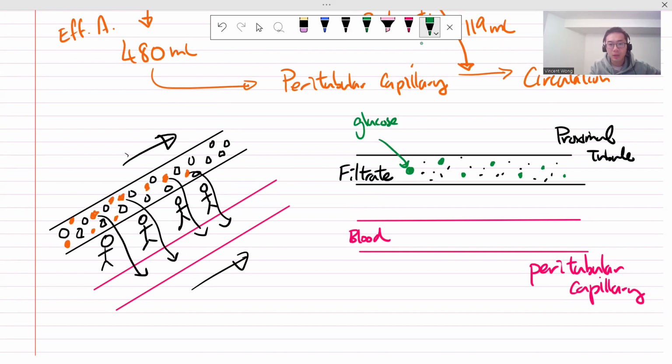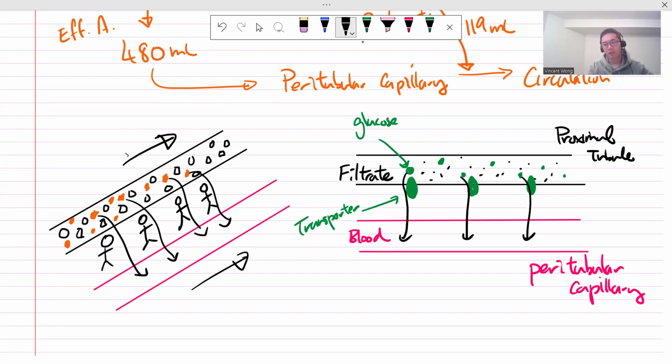So how do I take the glucose back into the blood? Then you would need to have these glucose transporters. These are protein transporters. And so it will take the glucose and move them over, and move them over, and move them over. So normally they do a good job absorbing all the glucose.